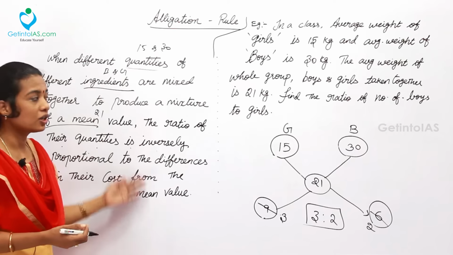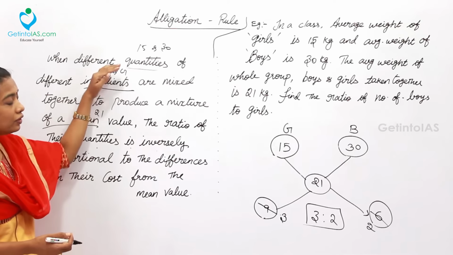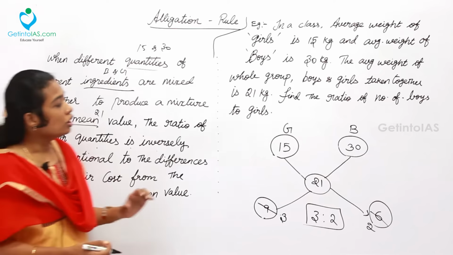So for better explanation, I have given the concept over here. If this is a little confusing to you, you can focus like this. You can mark 5 circles.